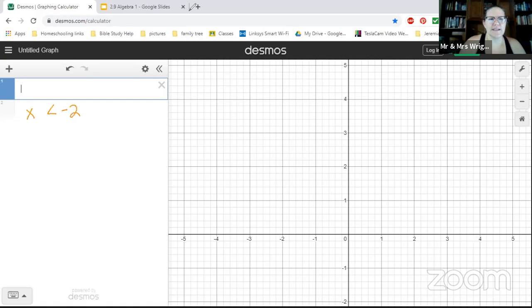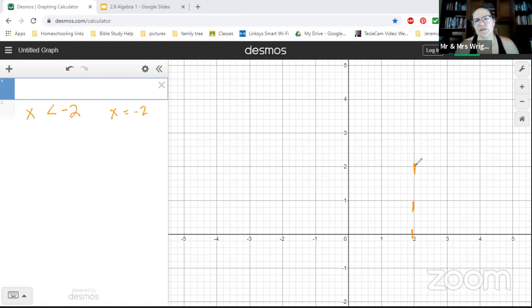X is less than negative 2. We know that it is a vertical line when x would equal negative 2, right? So x is less than negative 2 is going to be a vertical line as well, but it's going to be dashed.